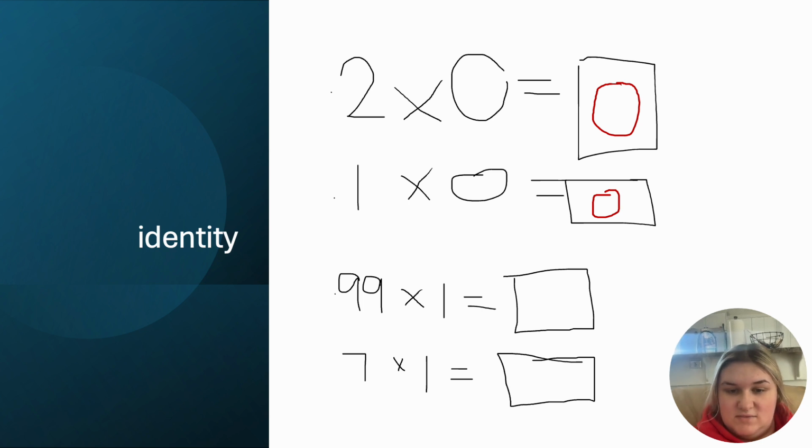Then 99 times 1, anything that's multiplied by a 1 would equal that number. So this would be 99. Then the same thing with this 7 times 1, it would be 7.